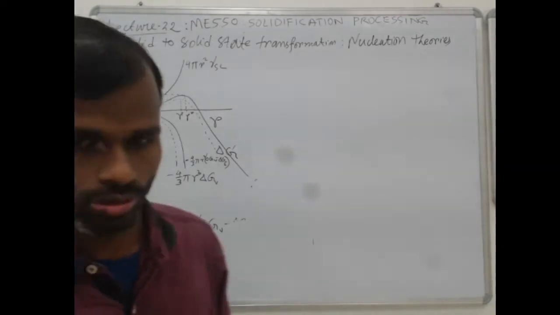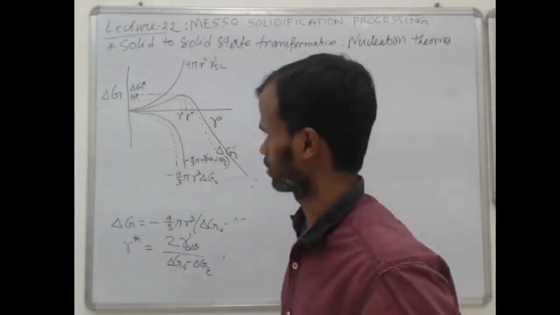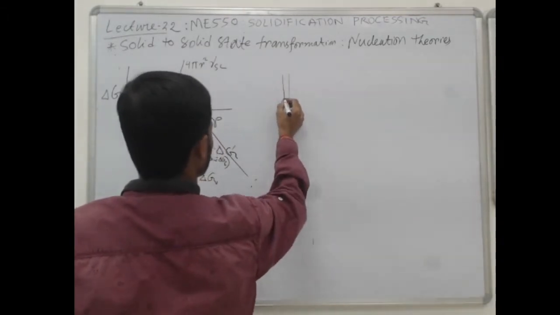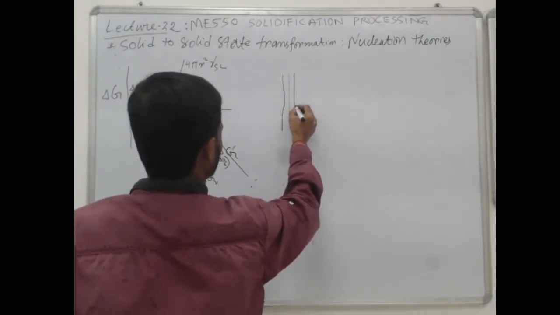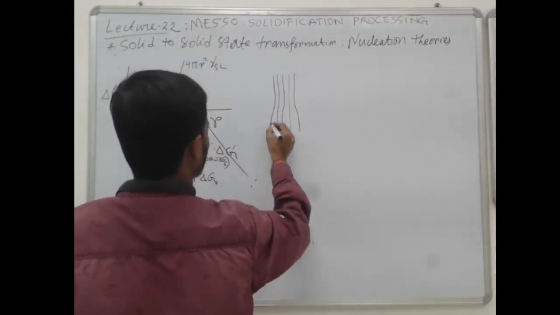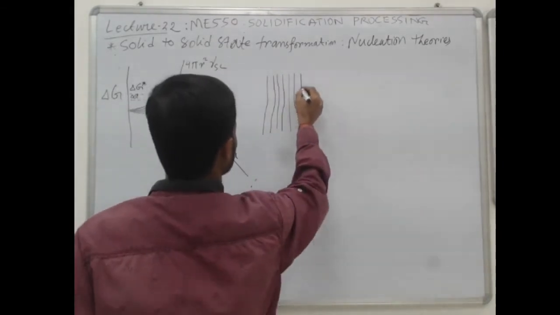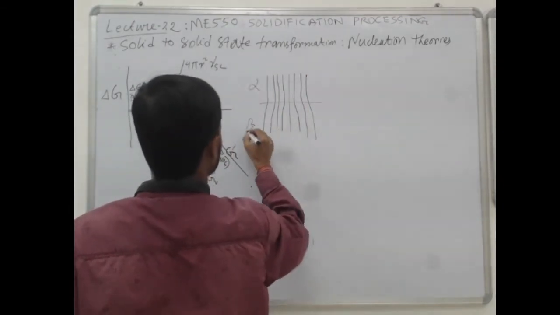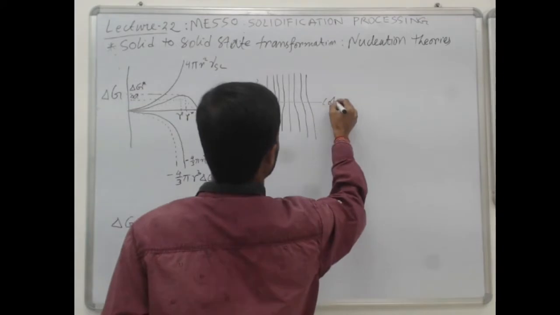So we have just discussed that if the continuity of this crystal structure is maintained along the grain boundaries, so this is alpha and this is beta, then it is called coherent.